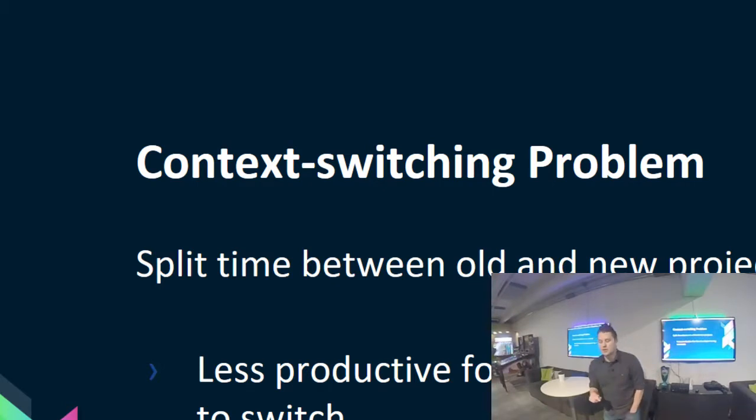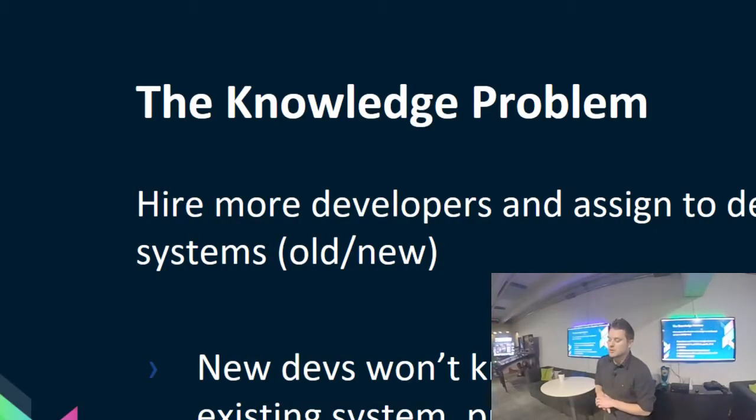There's the context switching problem. Let's say as a company or as a developer, you want to rewrite or modernize your application. If you try rewriting, you're going to be splitting your time between your old project and your new project. You're working on the new project, and then a bug comes up, so you have to switch over to the old project. You're not very productive because you're having to switch between the two.